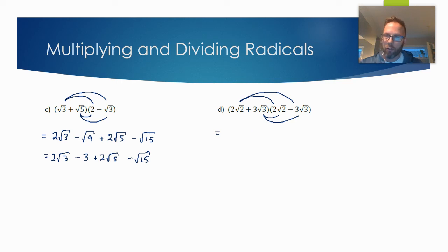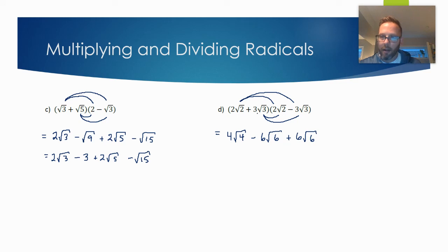So let's do it. 2 root 2 times 2 root 2. Multiply the numbers, 4, multiply the radicands, 4. 2 root 2 times minus 3 root 3. Multiply the numbers. Minus 6. Multiply the radicands. 2 times 3 is 6. 3 root 3 times 2 root 2. Multiply the numbers. 6. The radicands. 3 times 2 is 6.